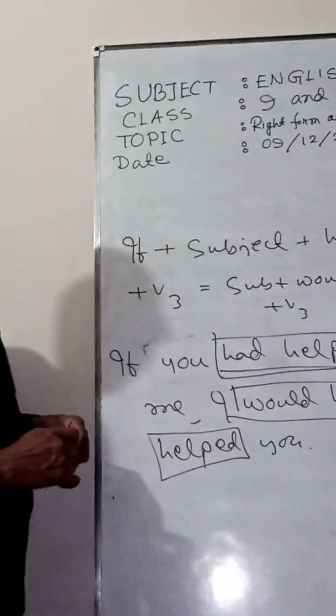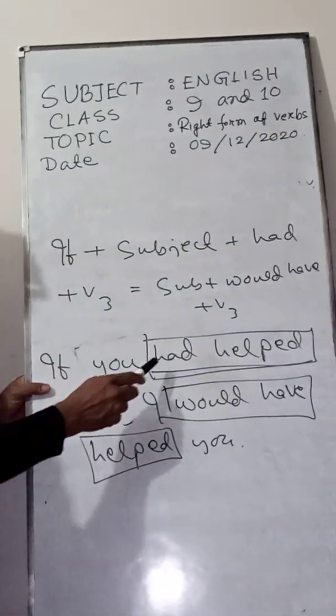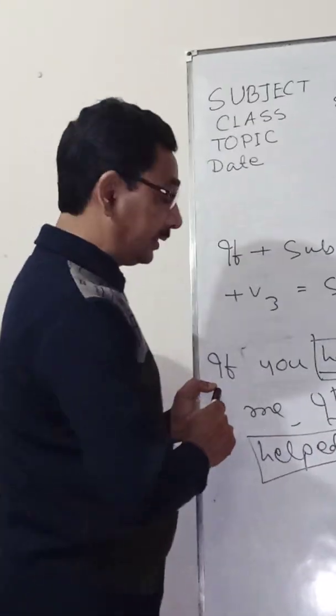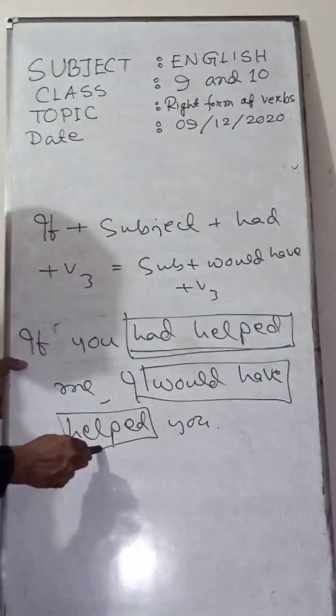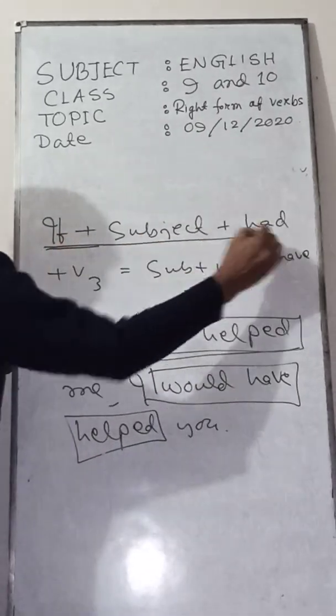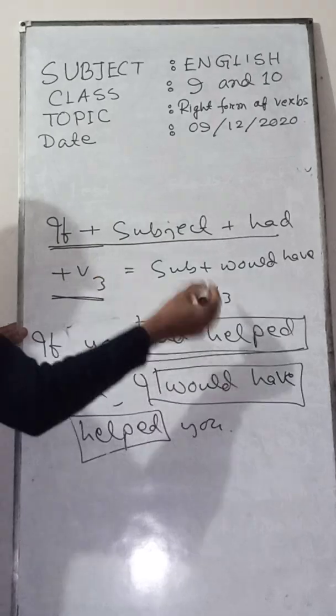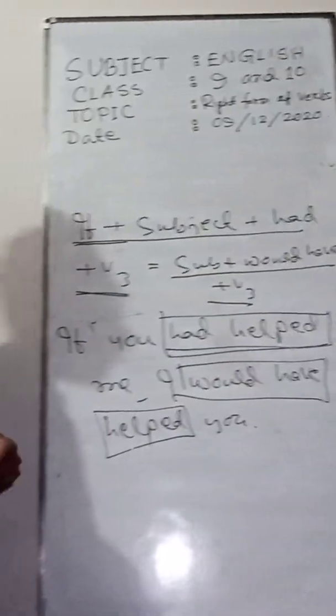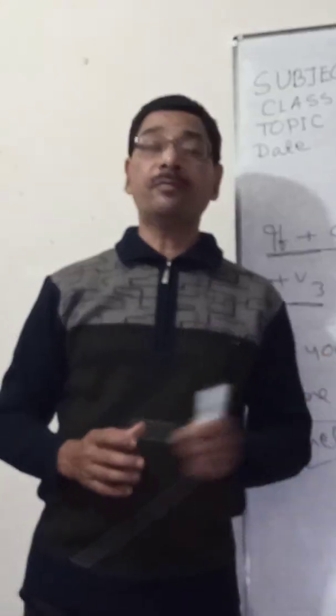And if you find a sentence with had plus V3, the second part of the sentence will be would have plus V3, and you have to memorize this: if plus subject plus had plus V3. The second structure will be subject plus would have plus V3. These are very important rules of right forms of verbs.